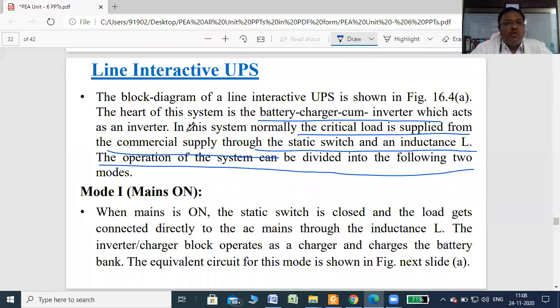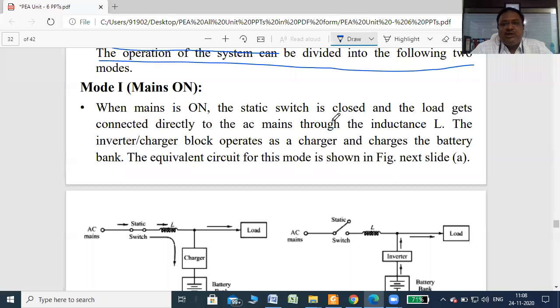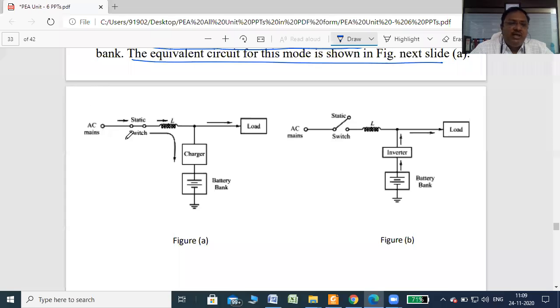Okay. Mode 1, when mains is on, the static switch is closed and the load gets connected directly to the AC mains through the inductor. The inverter charger block operates as a charger and charges the battery bank. The equivalent circuit is shown in the figure. First one, AC mains static switch is on, supply is directly given to the load as well as to the battery bank through the charger, so that the battery gets charged. Right. This is the first mode.